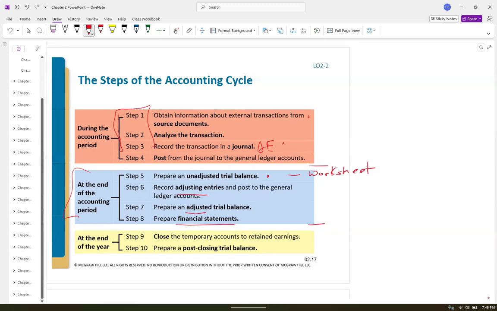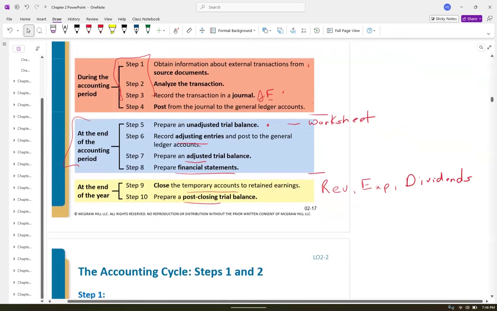Once we prepare the financial statements, then we're going to close all those temporary accounts. Your temporary accounts are your revenues, expenses, and I would say withdrawals, but here we're looking at stockholders' equity, so that would be dividends. And then they want you to do a post-closing trial balance. There is really absolutely no point whatsoever in doing a post-closing trial balance.